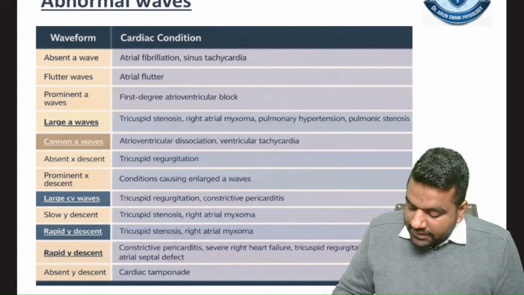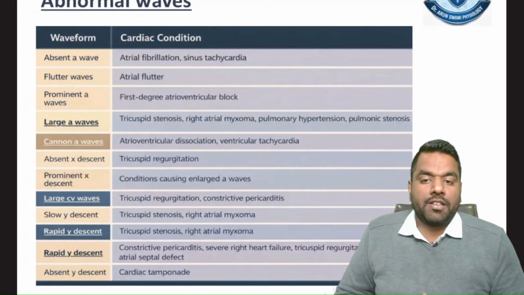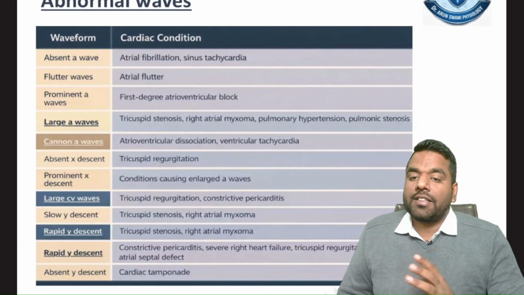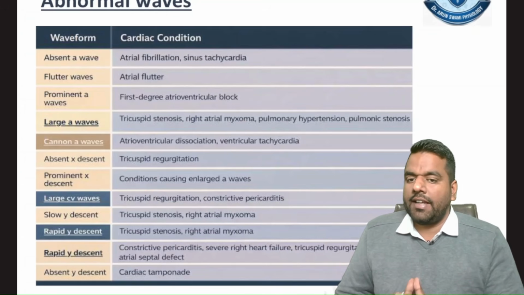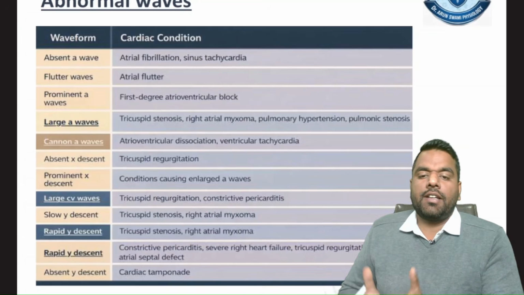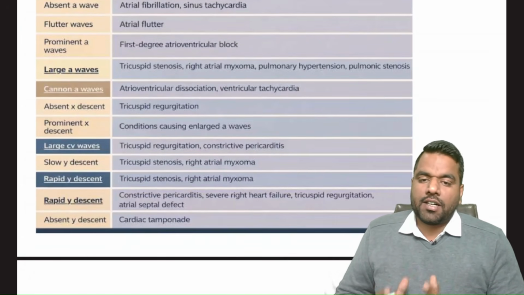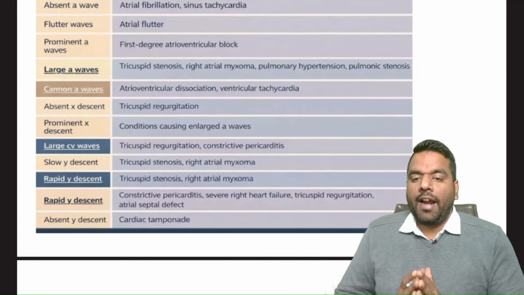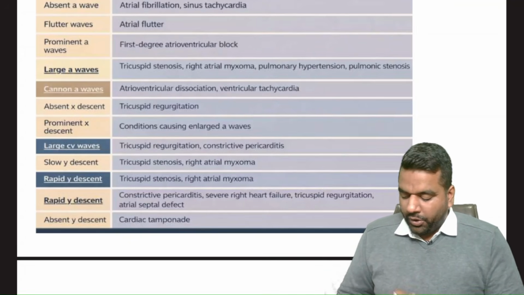Then absent X descent could be seen in tricuspid regurgitation. Prominent X descent will be seen in conditions causing an enlarged A wave, and large CV waves in tricuspid regurgitation, constrictive pericarditis. Slow Y descent is in tricuspid stenosis, right atrial myxoma. Similarly, rapid Y descent can be seen in constrictive pericarditis, severe right heart failure, tricuspid regurgitation, and atrial septal defect (ASD), and absent Y descent is in cardiac tamponade.